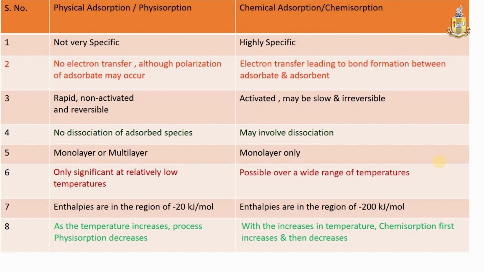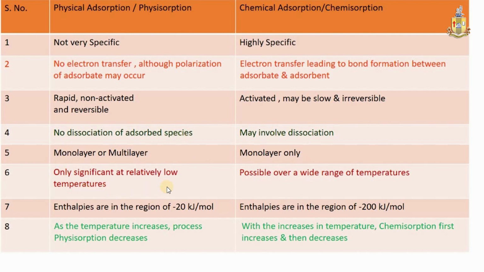But in the case of chemisorption, it is activated because they have to form an activated bond between the two compounds, and it is slow and an irreversible process. Normally physisorption involves no dissociation of the adsorbed species, while chemisorption may involve dissociation. In physisorption, a monolayer or multilayer is possible. In the case of chemisorption, it is only a monolayer.